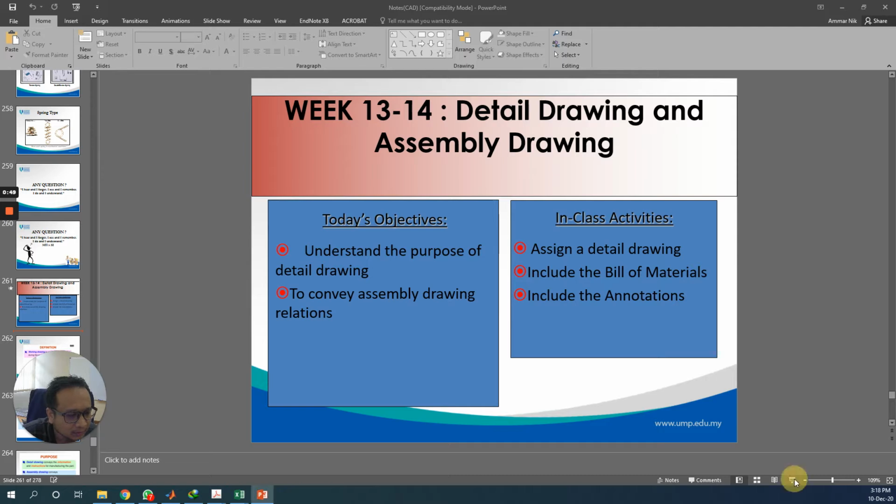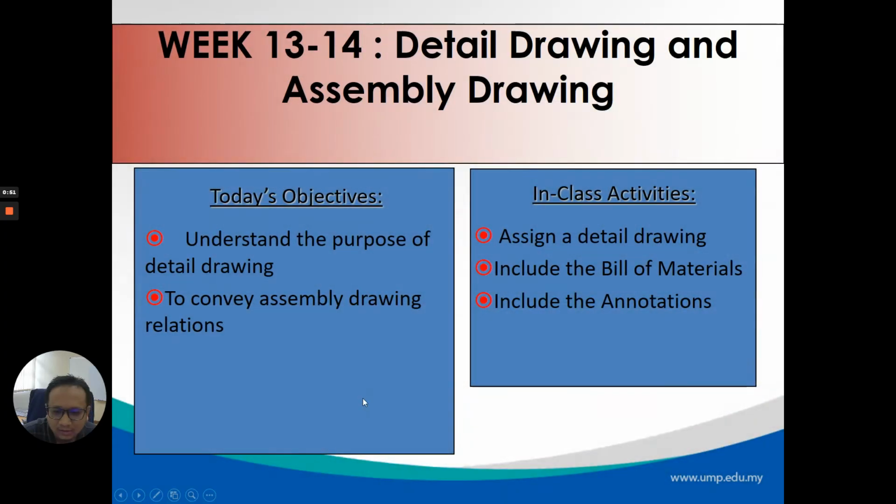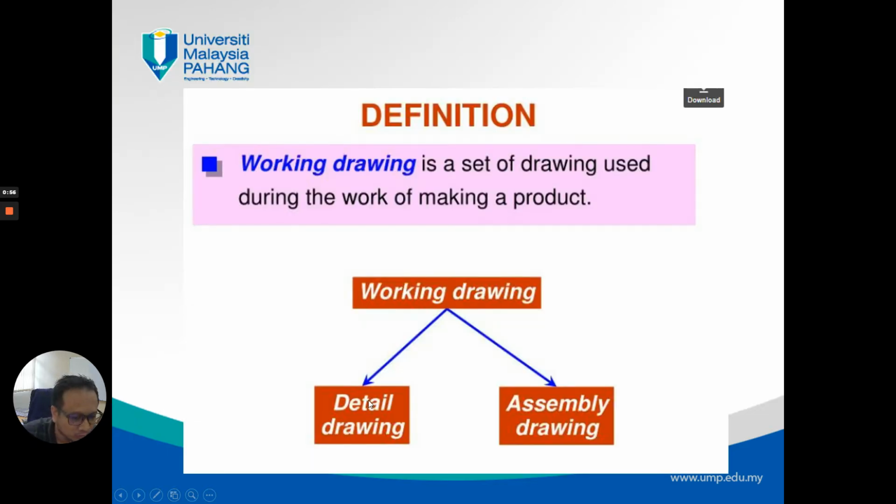So without further ado, let me explain the definition of working drawing. Basically, the working drawing is a set of drawings like what you have been doing, but in a working drawing you require two things. The first one is the detailed drawing, and the second one is the assembly drawing. Assembly drawing is one file with multiple files of parts. For example, you draw 3 parts, you combine them into one assembly drawing.